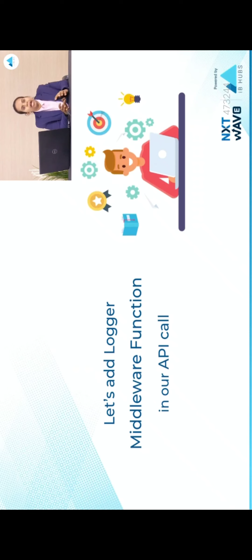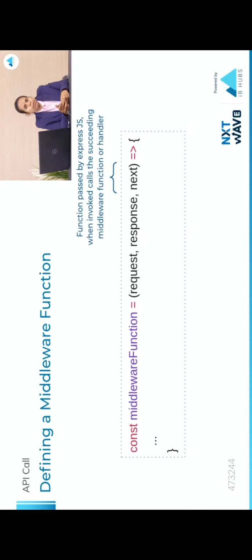Now let's say we want to add a logger middleware function to our API call. Let's see how. Firstly, we need to write the middleware function. Coming to the syntax, there you can see const middleware function equal to. Express.js will send the request and the response as arguments, just like in the API handler. Similarly, here also the request and the response will be sent as arguments. Additionally, another argument will be sent, which is next.